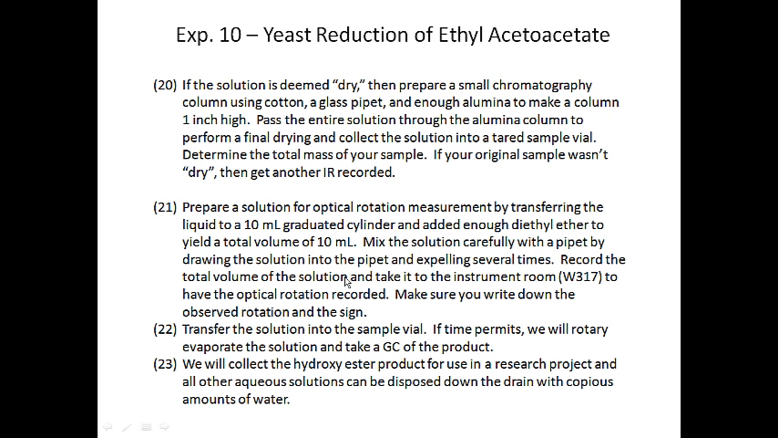So then you're going to record the total volume of the solution, because we need to know how many grams of product were dissolved in how many milliliters of solution. That's the concentration that we're going to use for our optical rotation. Then you're going to take that to the instrument room. We will pour that into a cell. We'll record the optical rotation. You want to make sure you write down the number of degrees and make sure that you write down the sign. Ideally, this is the S+, so you should get a positive sign for your experimental or observed rotation.